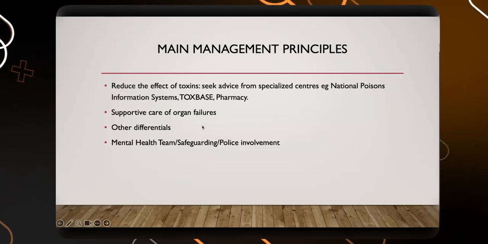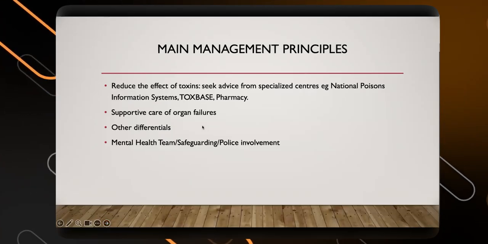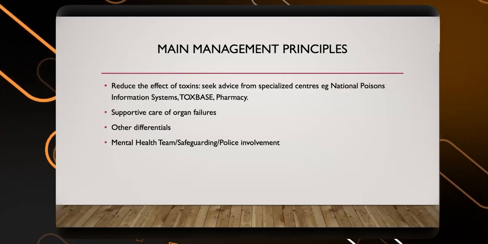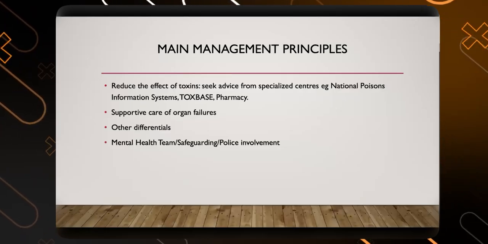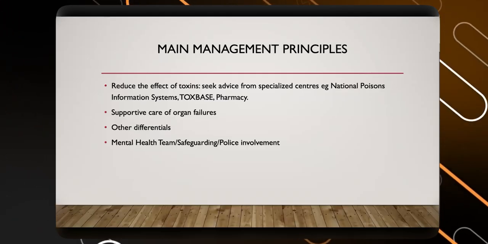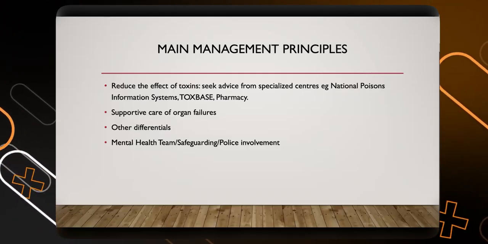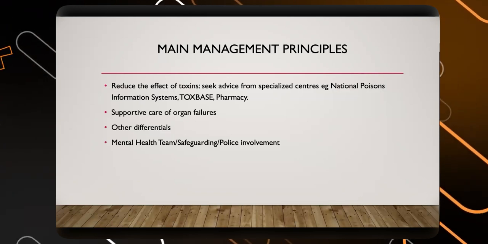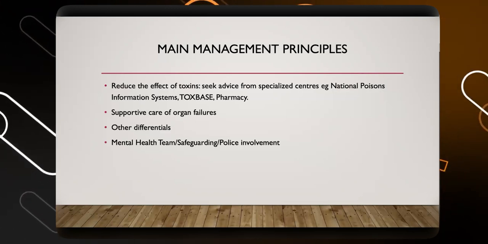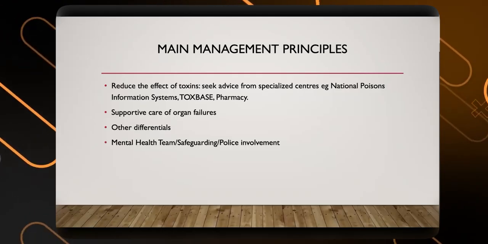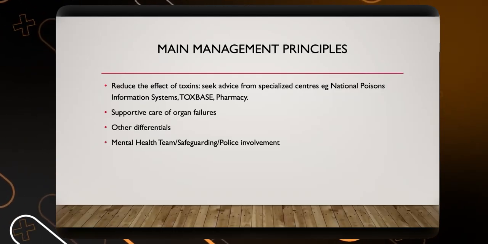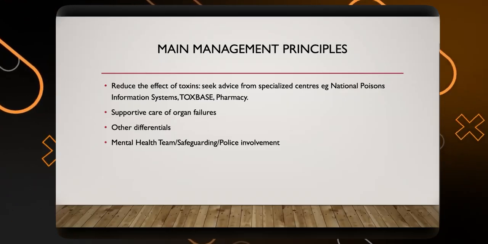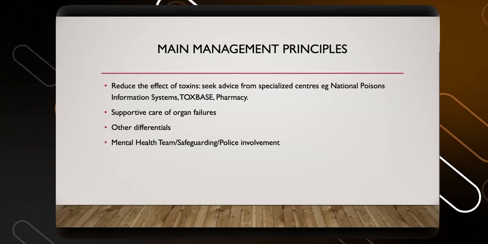Now, what are the management principles? General management principles in cases of poisoning include, firstly, reduce the systemic effect of toxins. Seek advice from specialized centers. For example, in the UK, there's the National Poisons Information Centre, and ToxBase. Pharmacy. Supportive care of other organs or organ failure. Consider other differentials as well, and refer to mental health teams, police, or safeguarding teams as well.